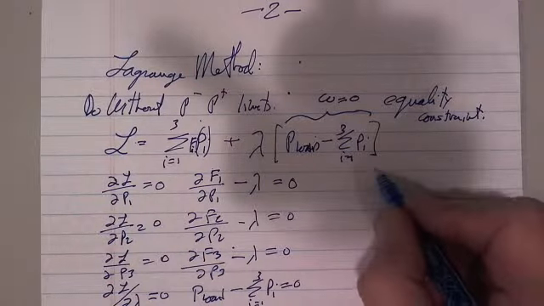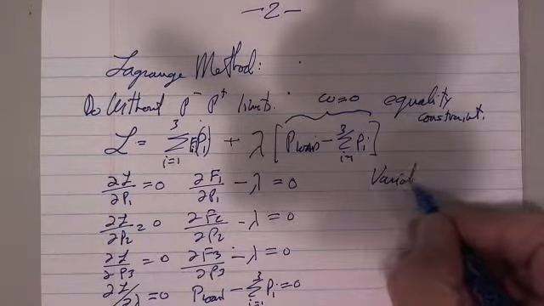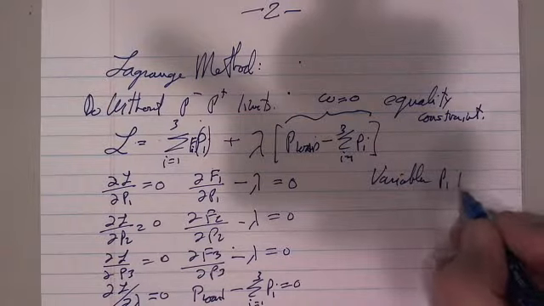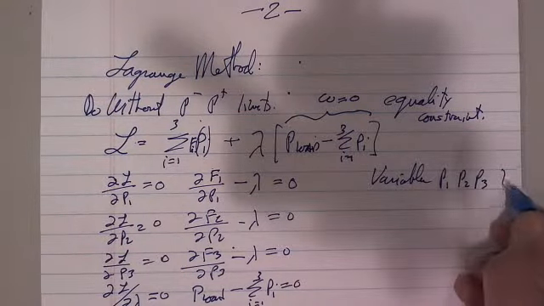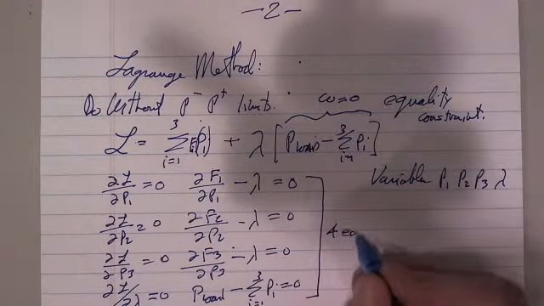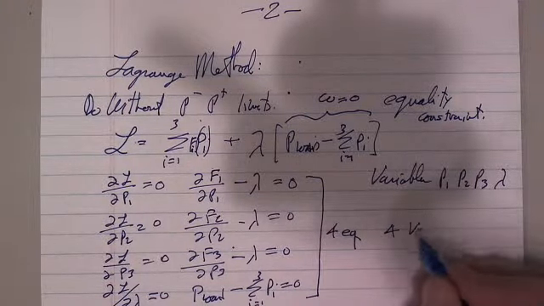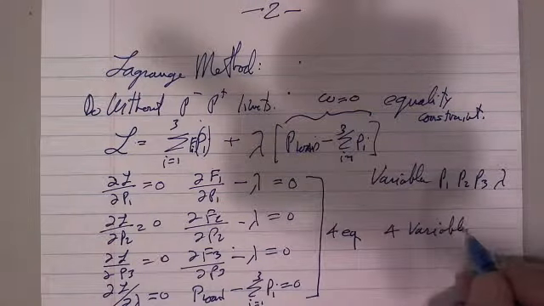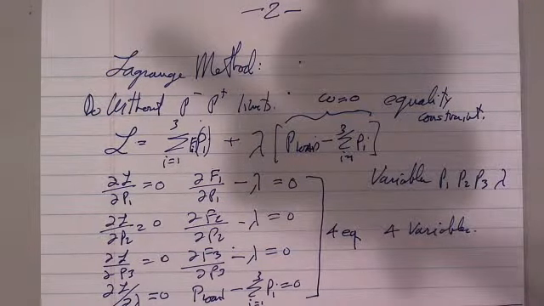Now notice that for variables, I have P1, P2, P3, and lambda, and I have 4 equations and 4 variables. You can put them in a matrix and just solve it, or you can very simply do it by algebraic substitution. We'll talk about that in a minute.